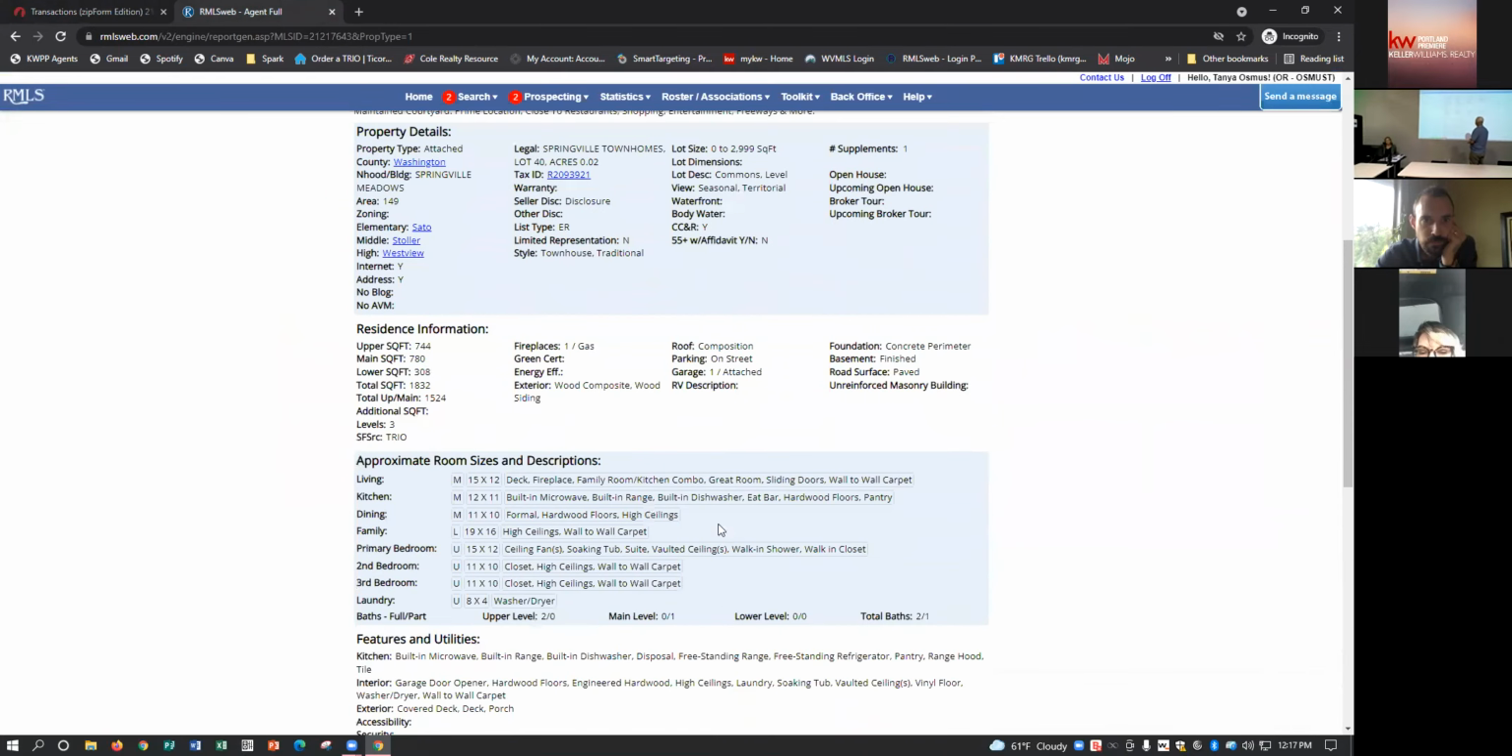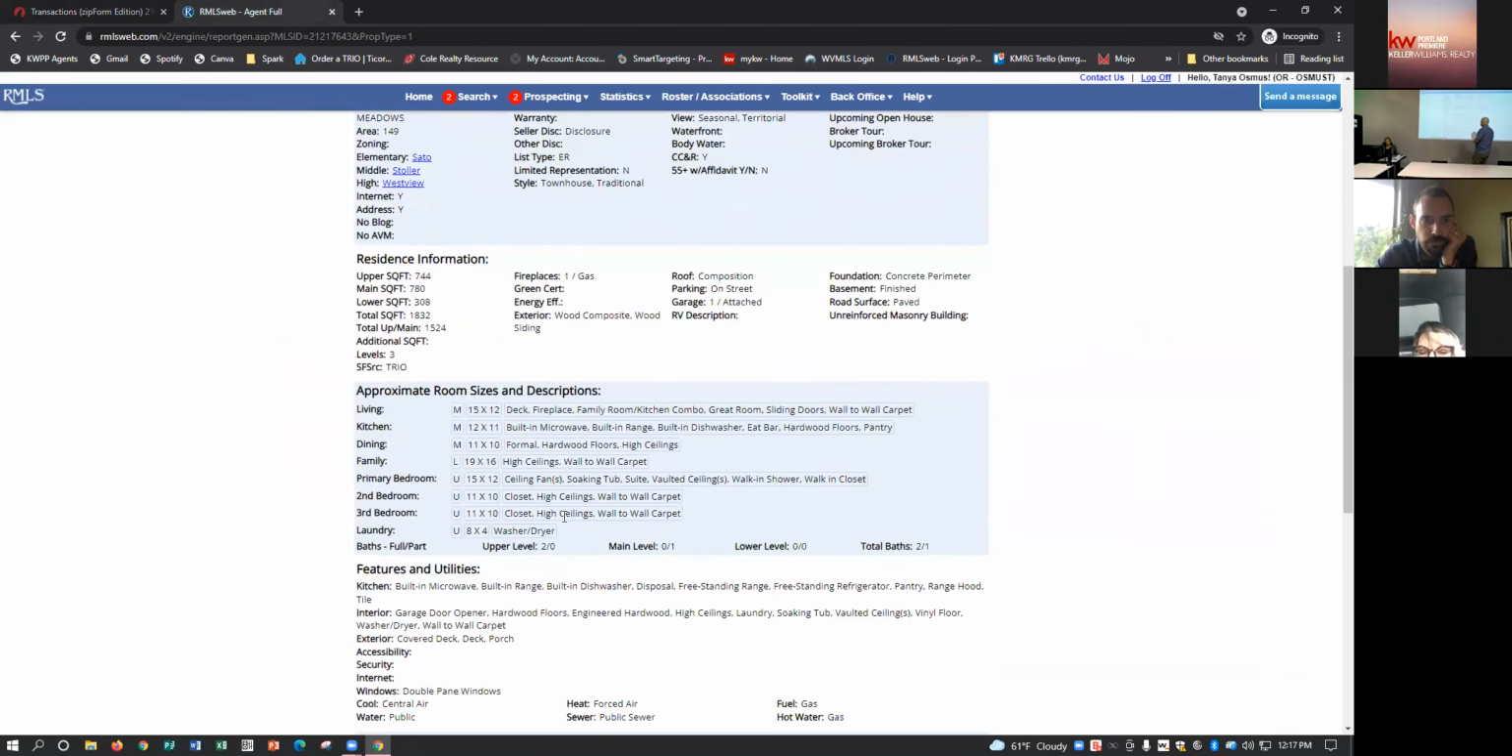Sure. See what it says. In this one: built-in microwave, built-in range, built-in dishwasher, bar, hardwood floors. They're not really including the freestanding range. It's just funny, it says freestanding range and freestanding and built-in refrigerator now. Yeah, they changed it.